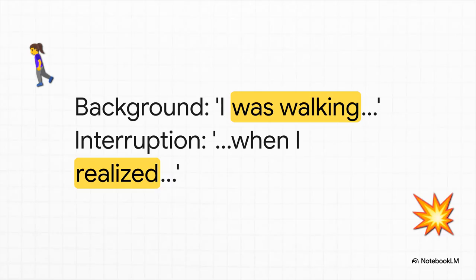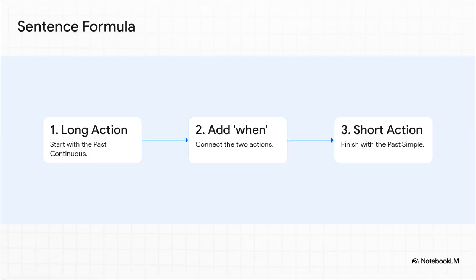Let's look at our main sentence one more time. The background scene, I was walking to the museum. You can imagine that, right? It was just happening. But then, bam, the interruption, when I suddenly realized. That's the short action in the past simple. It's the moment that changes the story. So here's a little recipe you can use every time. It's so easy. Step 1, start with the long action using the past continuous. Step 2, add the little connecting word when. And step 3, finish with the short action using the past simple. That simple structure is the key to making your story sound so much more natural and exciting.